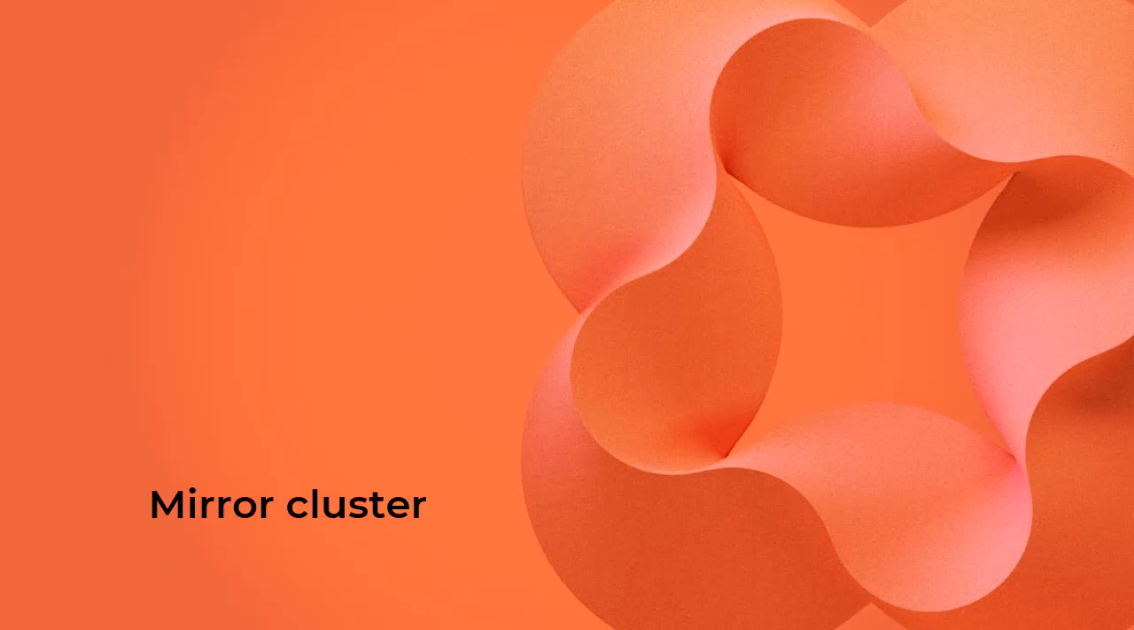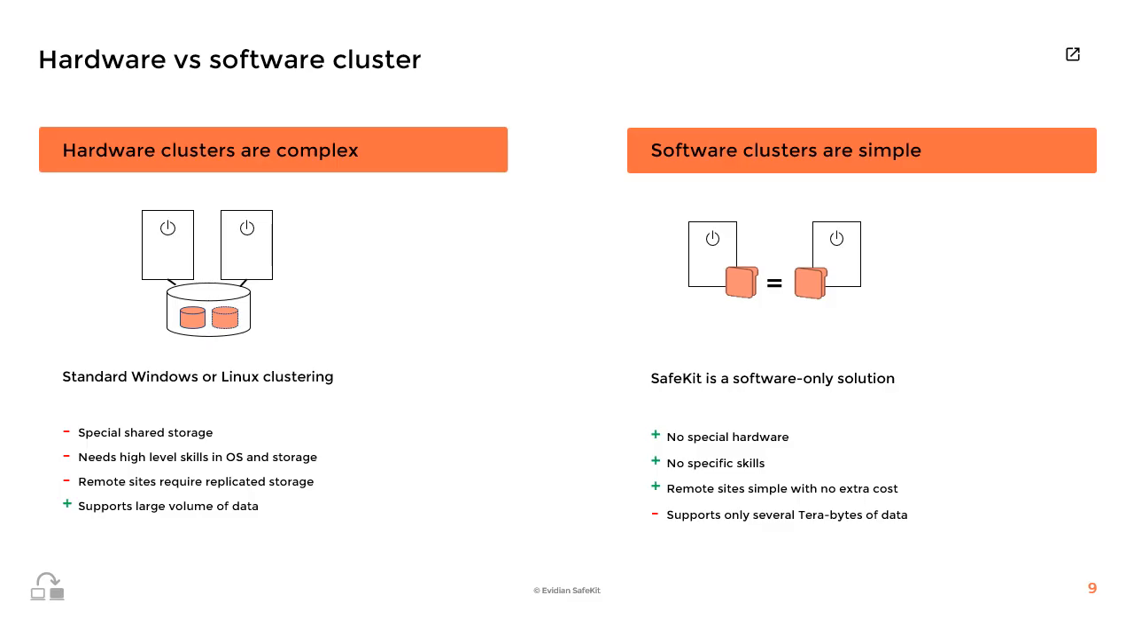Let's now consider the competition for the SafeKit mirror cluster with real-time replication and automatic failover. Firstly, let's talk about hardware clustering. This approach involves two servers sharing a disk with automatic application failover in case of failure. This setup requires dedicated storage and high-level IT skills for configuration. Hardware clustering provides robust failover mechanisms and is suitable for environments with extensive IT resources and complex storage configurations.